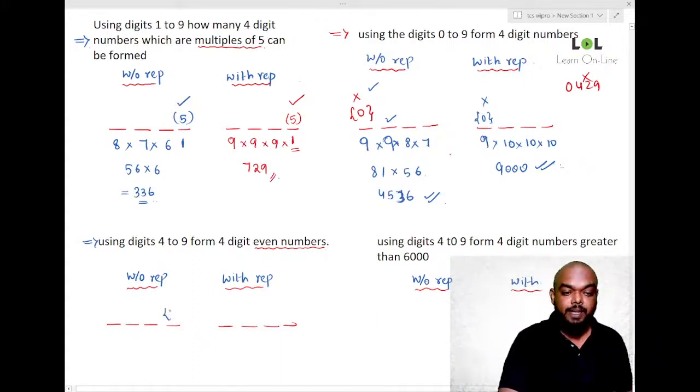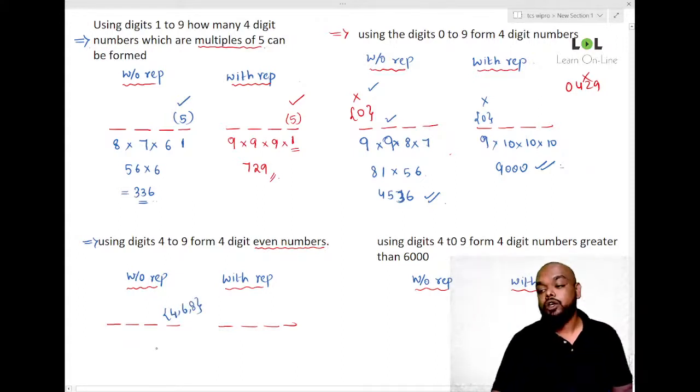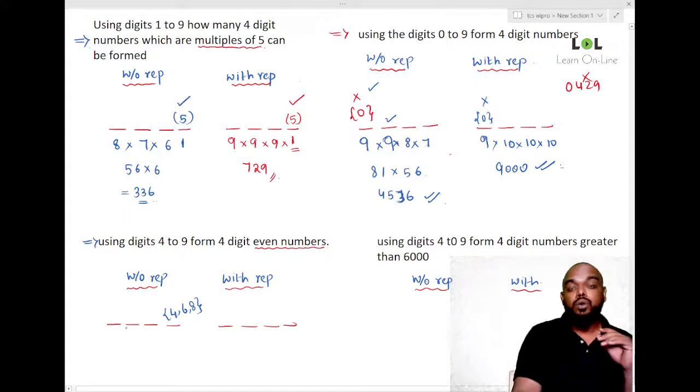So here what can I put? I can put a 2. No, I cannot put a 2 here. Why? Because we don't have 2 with us. I can put 4, 6 or 8. That's all. I cannot use any other digits. So my units place can be filled in 3 ways. Which are those? 4, 6 or 8.